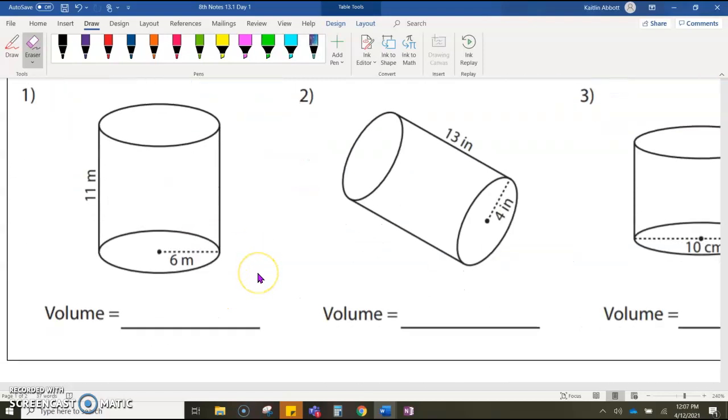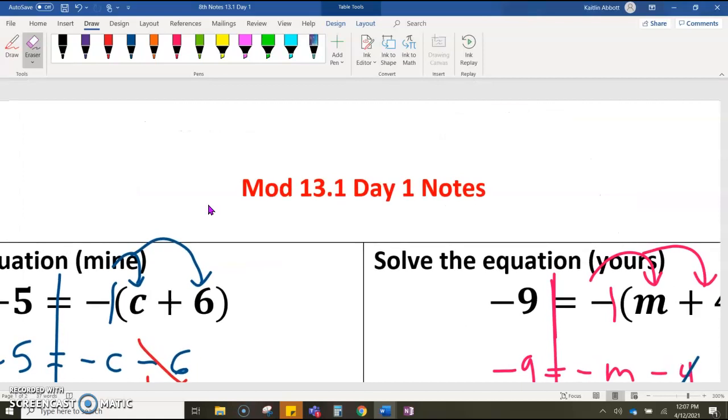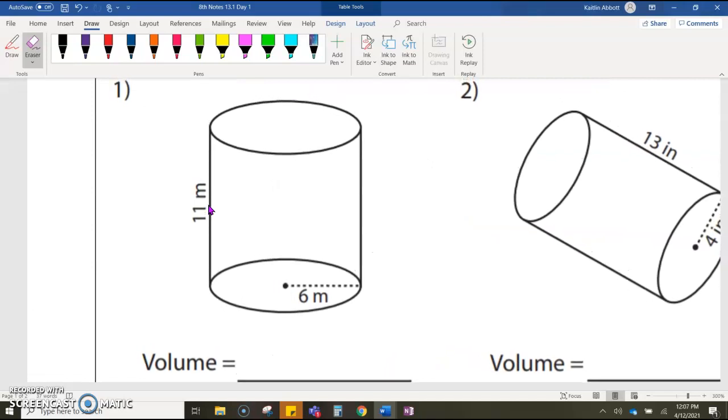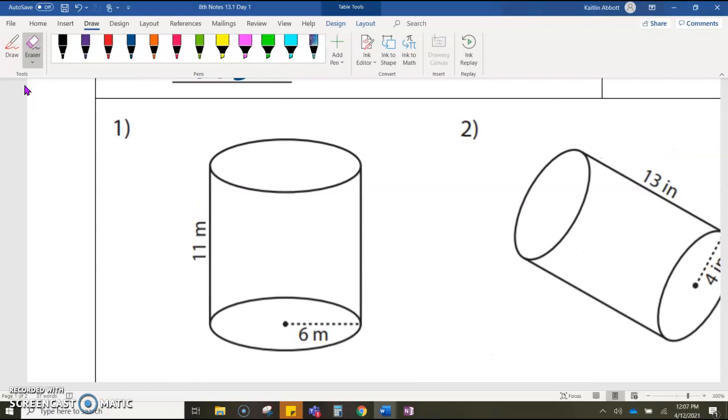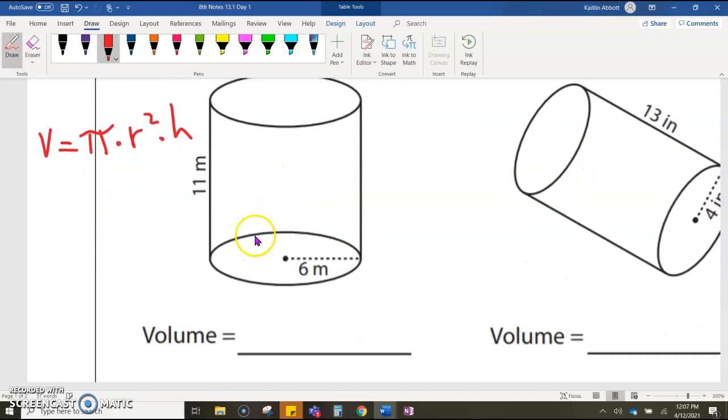All right, one more example. Here's a nice one. I believe these are on your Nearpod, so you don't have to watch me do it unless you're watching at home. Here we go. So we need the volume formula, remember? So the formula is volume equals pi times r squared times height. Pi r squared times height.